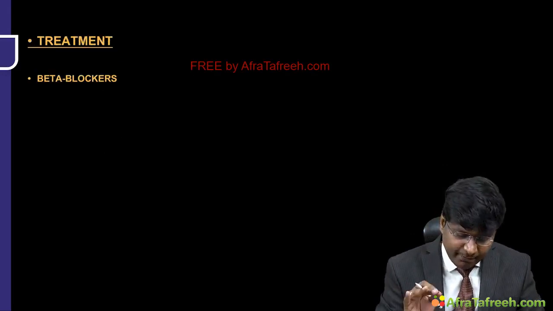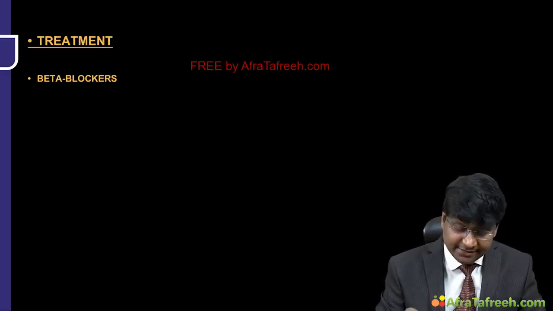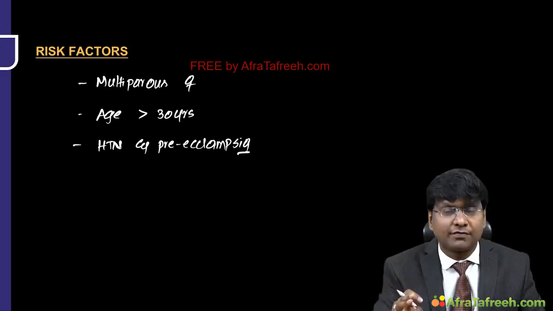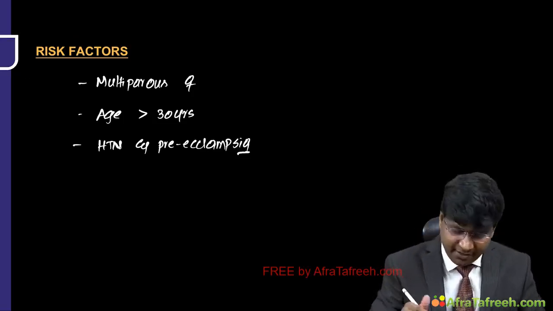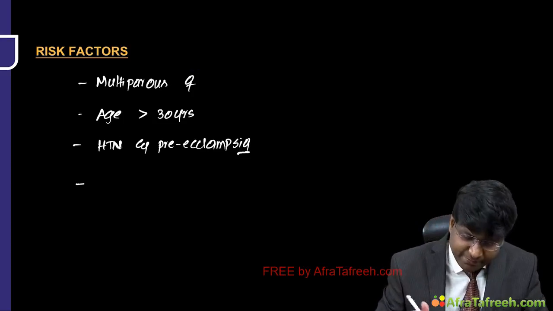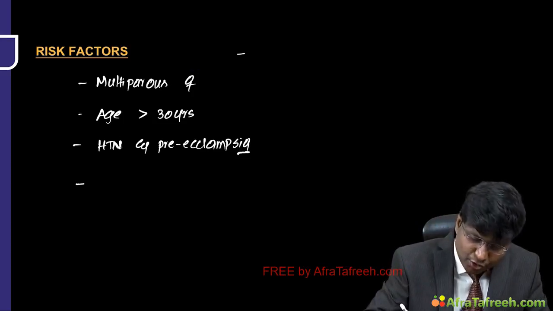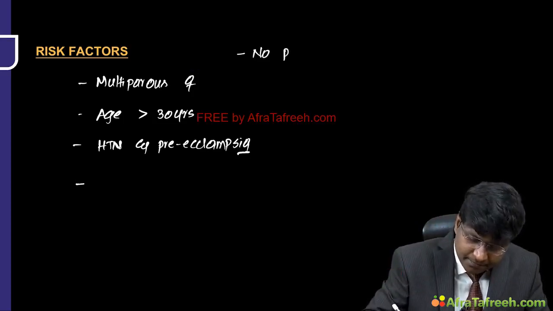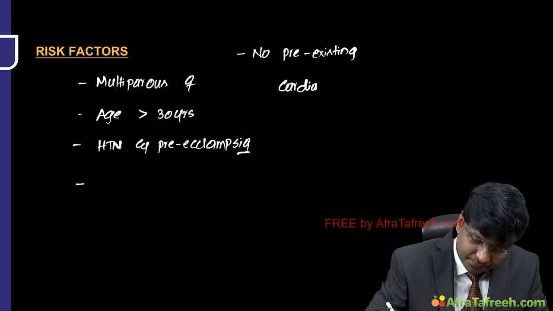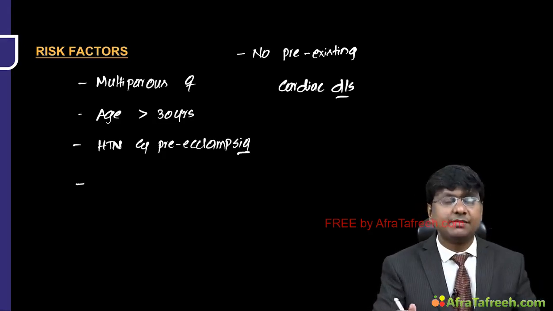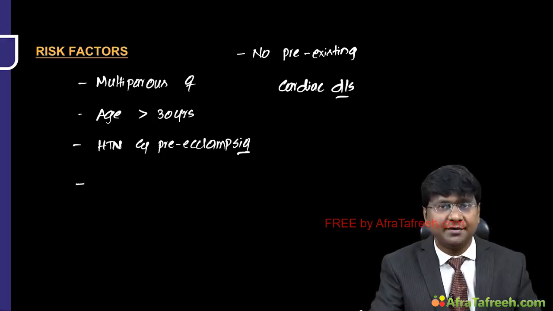And what is the very, very important criteria that is required? There should be absence of any demonstrable cause for the development of dilated cardiomyopathy, right? And the next important criteria is there should not be pre-existing cardiac disease. Right? There should not be any pre-existing cardiac disease making the individual develop peripartum cardiomyopathy.